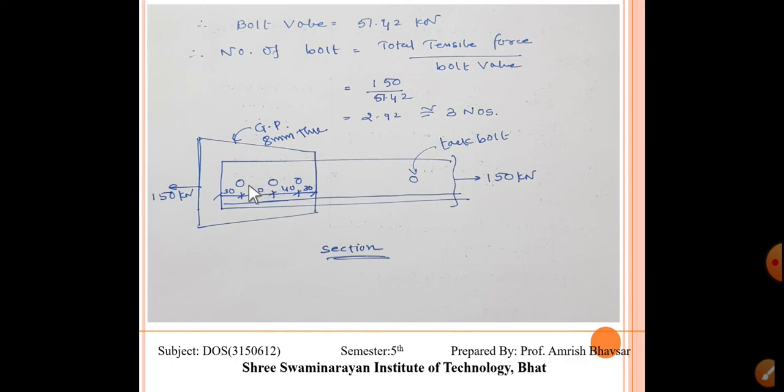Now we have to put these 3 bolts over here, and this is our end distance, which is 30. This is our pitch distance between two bolts, that is 40, 40, and 30. So in this case the overlap for this connection must be a total of 140 mm. So this is our section, and the force resisted by these 3 bolts is 150 kilonewton.